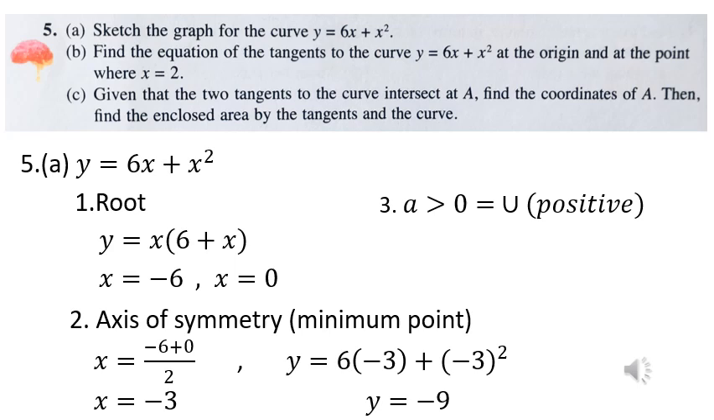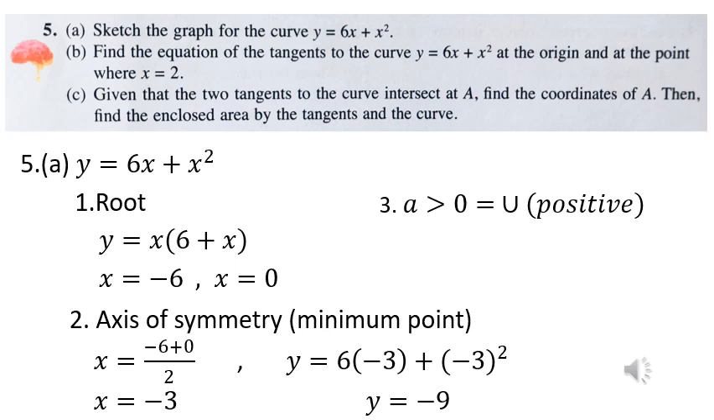Then, B is saying find the equation of the tangent of the curve y equals 6x plus x squared at the origin and at the point where x equals 2. C. Given that the two tangents to the curve intersect at A, find the coordinates of A, then find the enclosed area by the tangent and the curve.